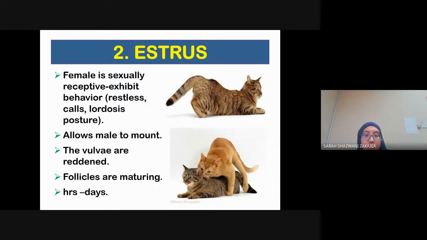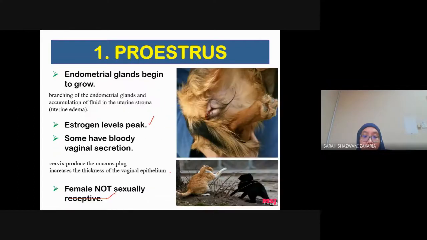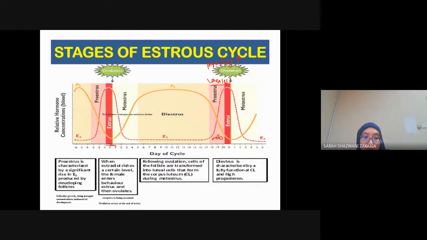Okay. Estrus, the female is sexually receptive. So it will exhibit this behavior here, restless, calling, lordosis posture. Okay. So this behavior signifies or signals the starting of the estrous cycle. Okay, it also signals the male to mount. It can be within hours, or it can be within days. Okay, this one, the timing.